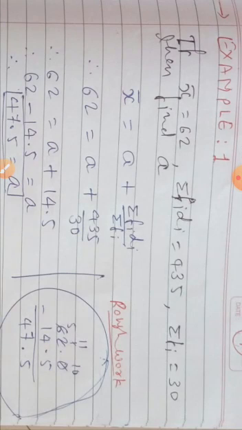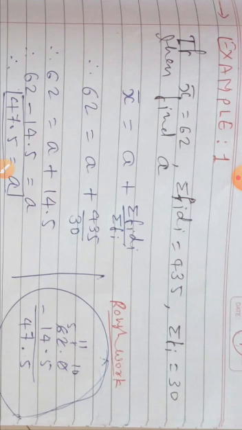Here x bar, meaning mean, is given, sigma fi di is given, and sigma fi is given, then find a. From the data only you can easily identify that this is a formula regarding the assumed mean method. Why? Because sigma fi di is given. If sigma fi ui is given, then you can decide it is the formula of the step deviation method. So now all measurements are given, one is not given. Compare this data with the formula. The formula is the assumed mean method's formula.